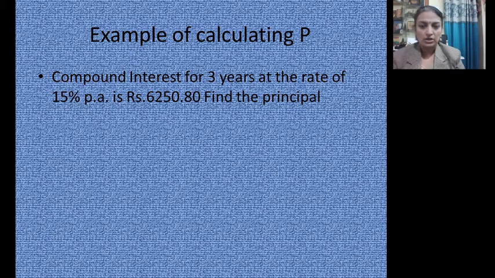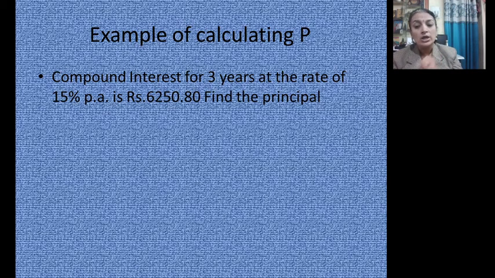Let us solve it. Compound interest. See, here it is a little bit different. Because always we have solved so many problems where the amount was given, so we had made use of the amount formula. Here compound interest is given. Compound interest for 3 years at the rate of 15% per annum is 6250.80. What is this 6250.80? This is not the amount. This is compound interest.